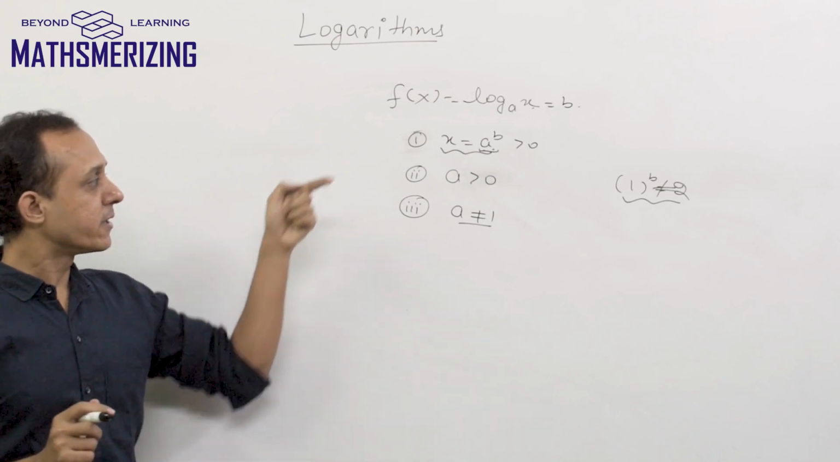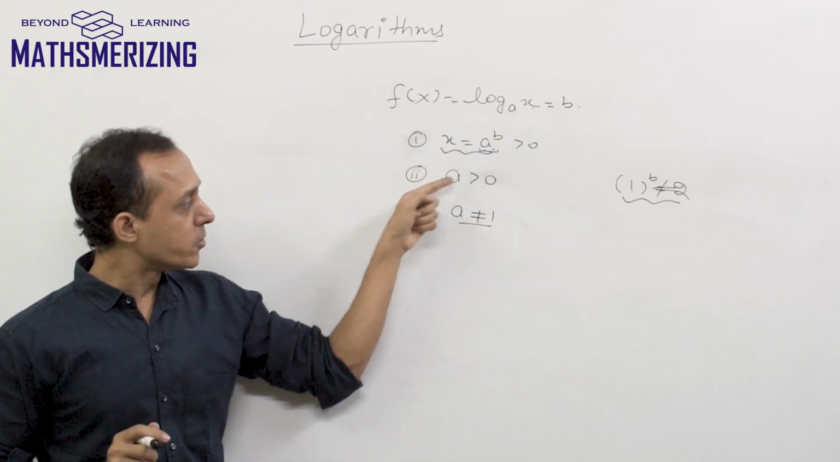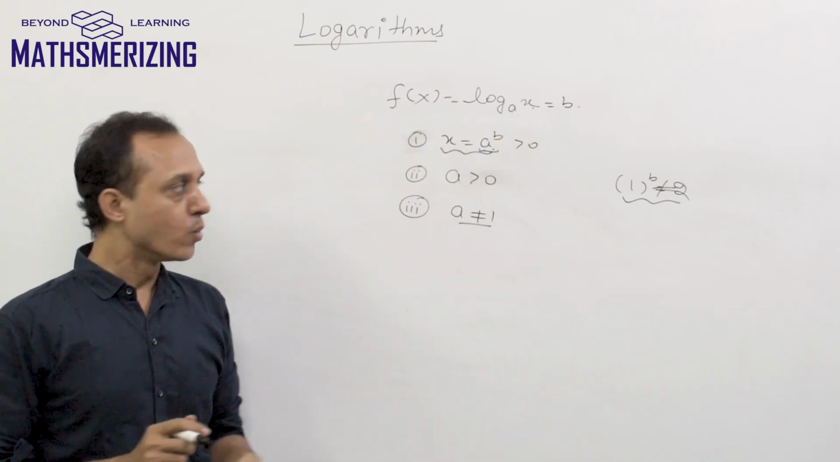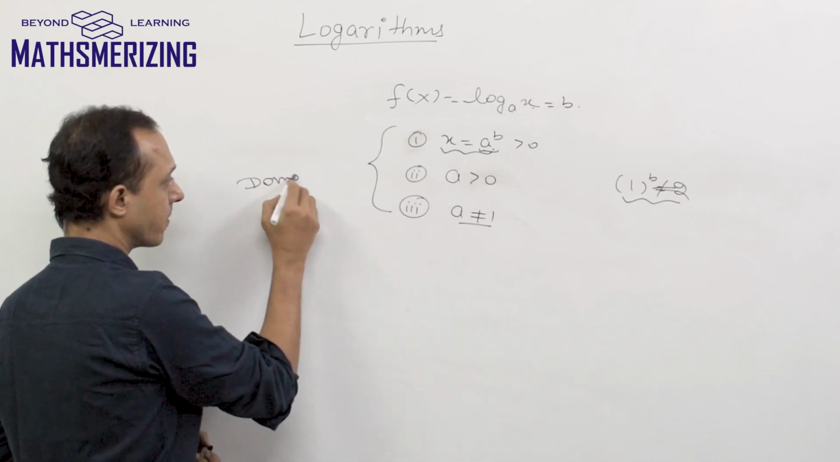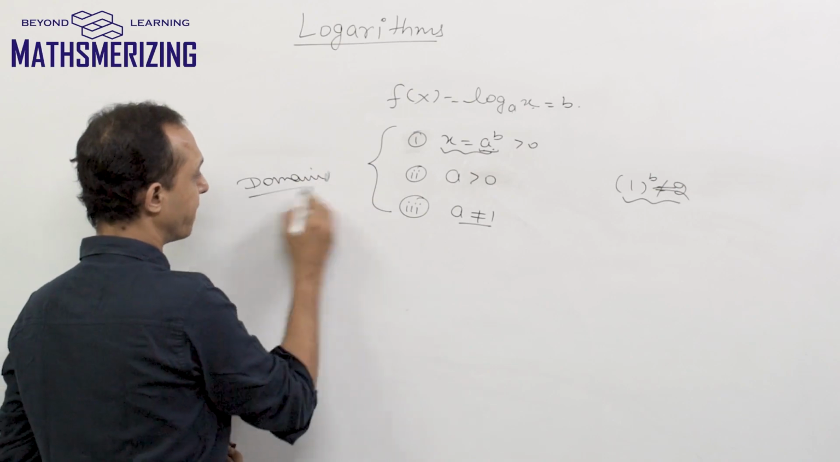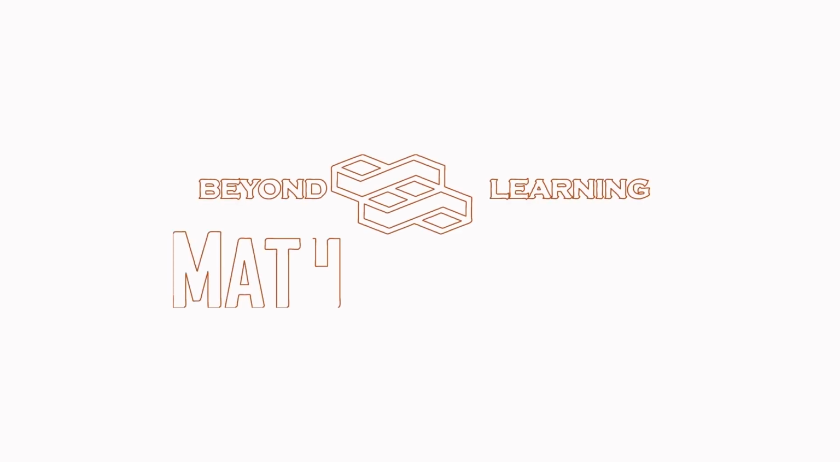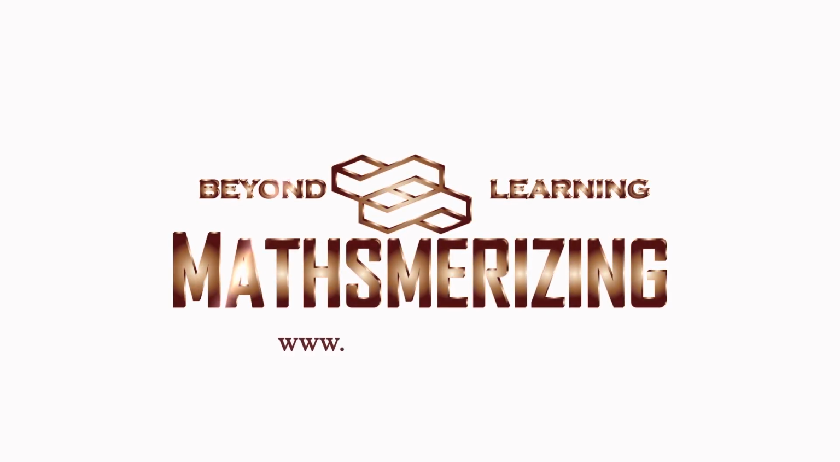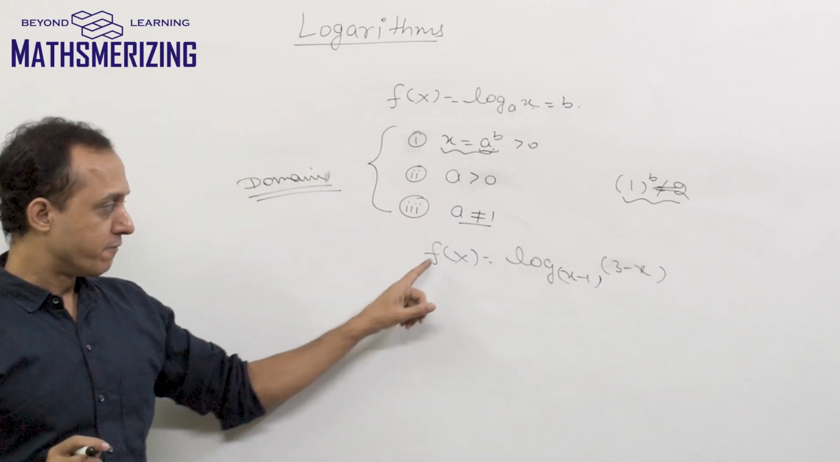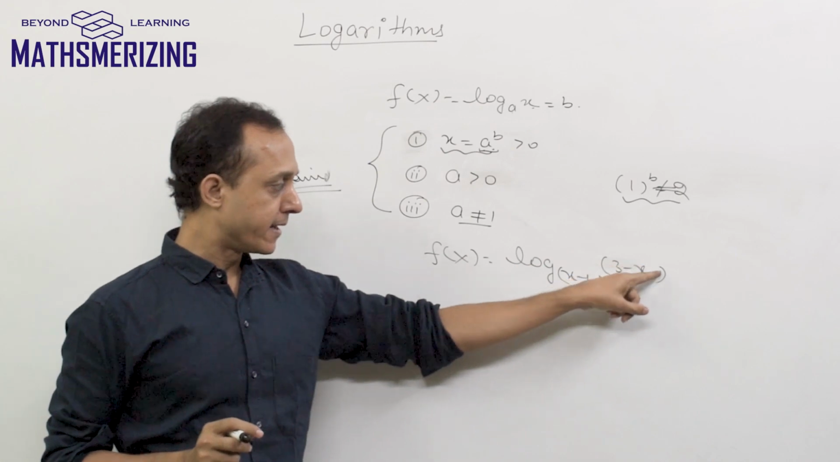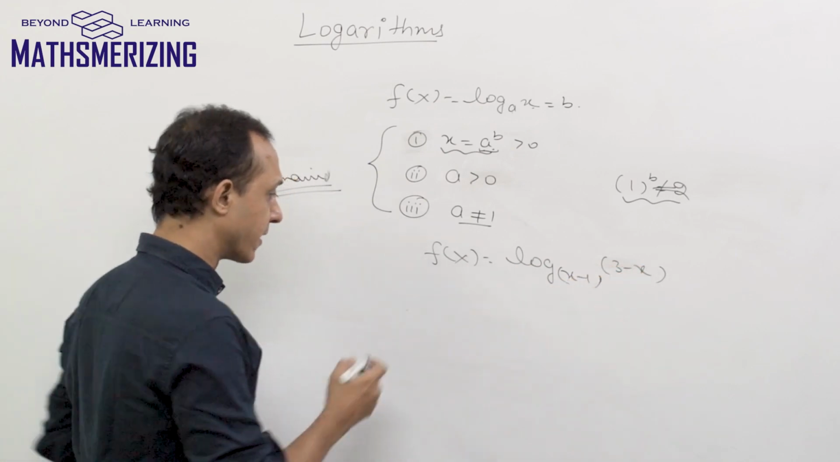So there are three restrictions. x should be greater than 0, a should be greater than 0, and a is unequal to 1. And together these three conditions give the conditions for the domain of a function. Now suppose I have to find the domain of a function which is expressed as log of 3 minus x to the base x minus 1. So there are three conditions.